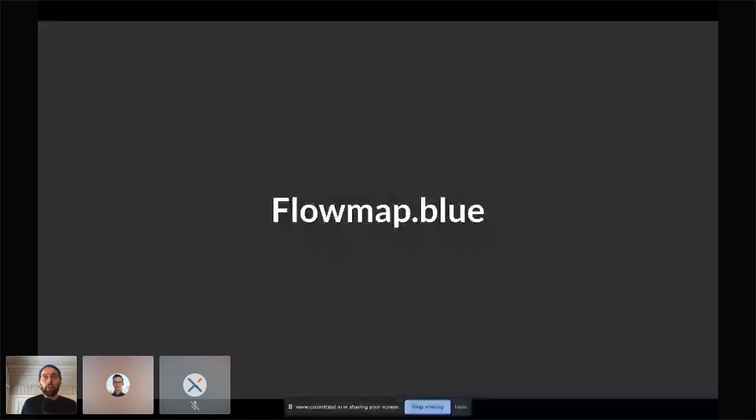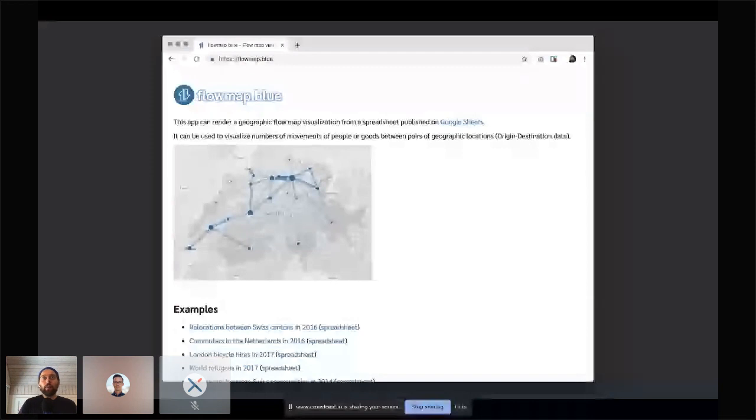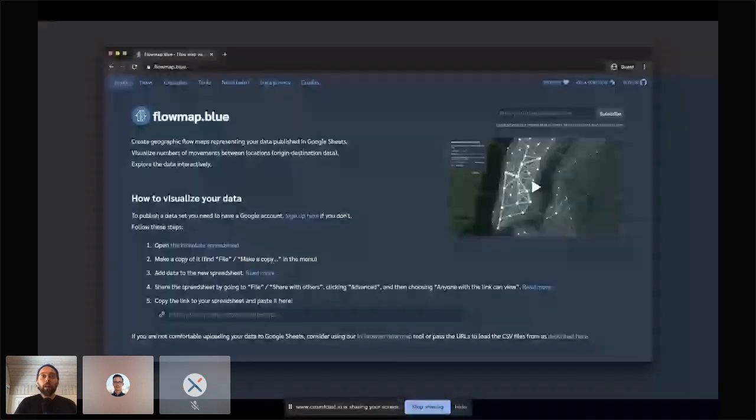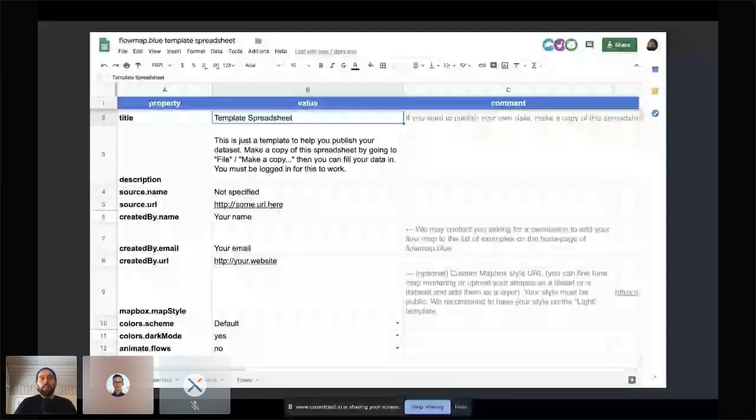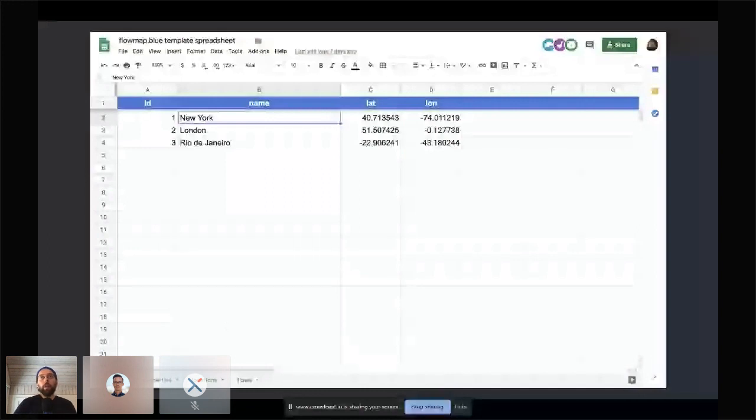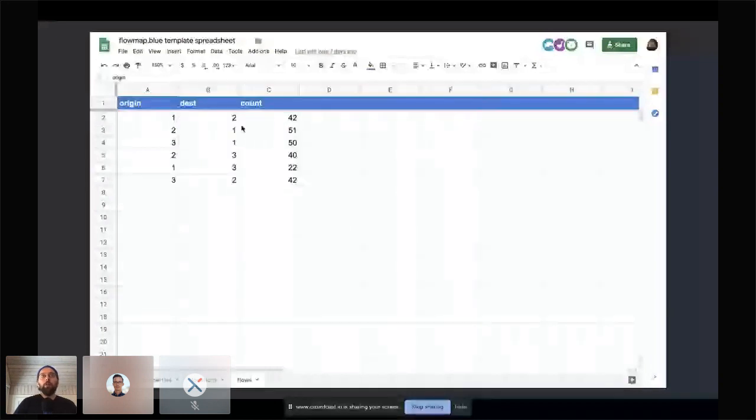So Flowmap.blue, this is how the website looked at the beginning. This is how it looks now. And what can it do? People can upload their data to Google Spreadsheet and visualize it as a flow map. There are a couple of steps you need to follow. There is this template spreadsheet which people need to make a copy of. It has 3 sheets. Properties, where the metadata lives. You can set the title, description, the source, set some settings. There's a locations sheet where you just list the locations which are used in your flow map. They have IDs, and then we can put the flows in the flows sheet. And here we have the origin ID, destination ID, and count, the magnitude of the flow.